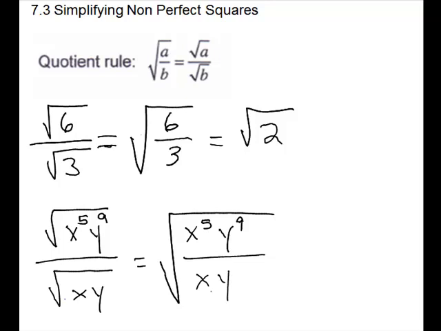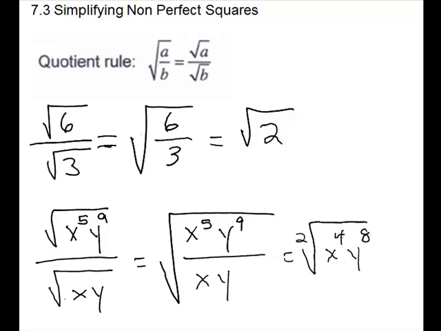Remember, when you have that fraction or quotient, the exponents subtract. So we'll put our radical. 5 minus 1 will give us 4. And 9 minus 1 will give us 8. Now, these are pretty high, so it might simplify more. What you can do is divide by the index. Remember, if you don't see an index, it is automatically a 2.